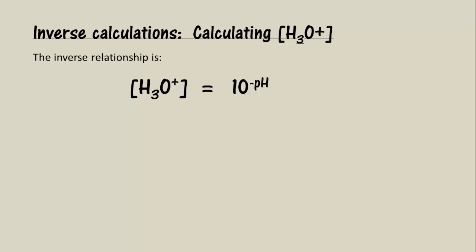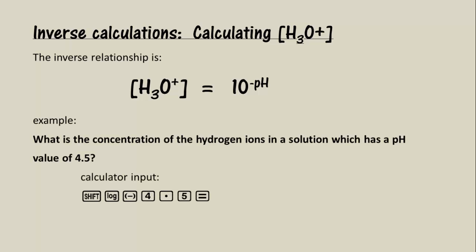Let's try an example. This will help you. What is the concentration of hydrogen ions in a solution that has a pH value of 4.5? So on your calculator, you need to input the calculation using these buttons. You should pause the video at this point and attempt this calculation yourself. Hopefully, this is the answer that you got. 3.16 times 10 to the minus 5 moles per litre. Note that this answer is a concentration, so of course it must have a unit.